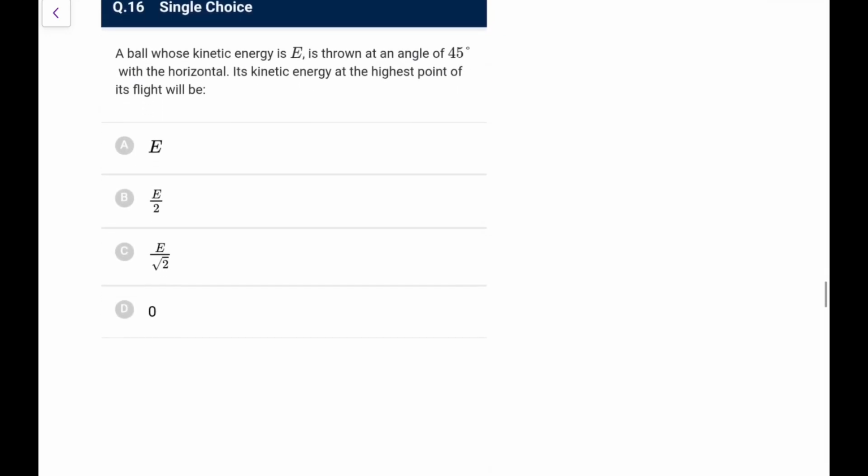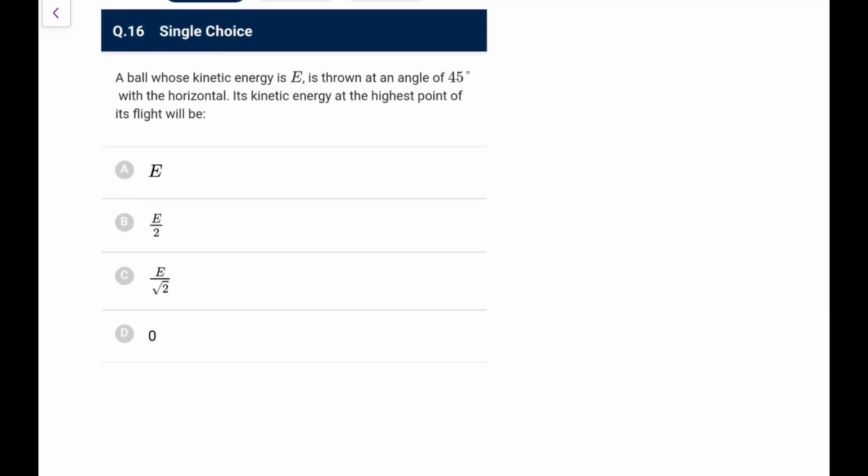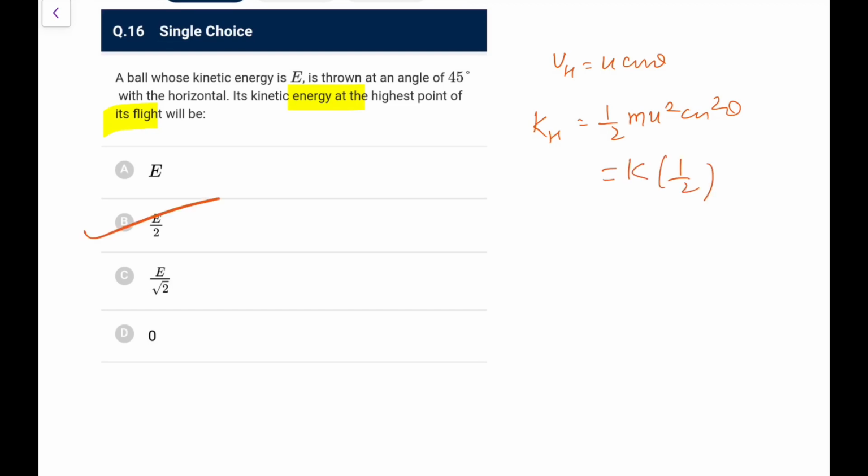Next, a ball whose kinetic energy is E is thrown at an angle of 45 degrees with the horizontal. Kinetic energy at the highest point: you know this, velocity at the highest point would be u cos theta. So kinetic energy at the highest point would be half m u squared cos squared theta, that is K cos squared theta. K cos squared 45 means K by 2, so E by 2 here.